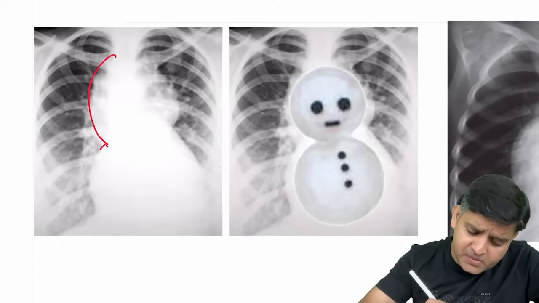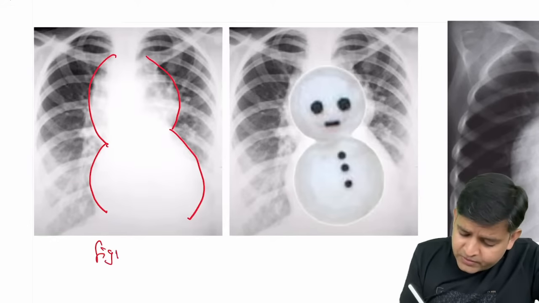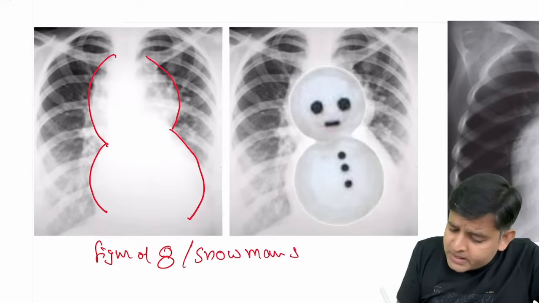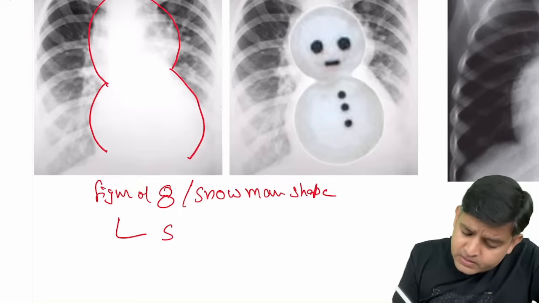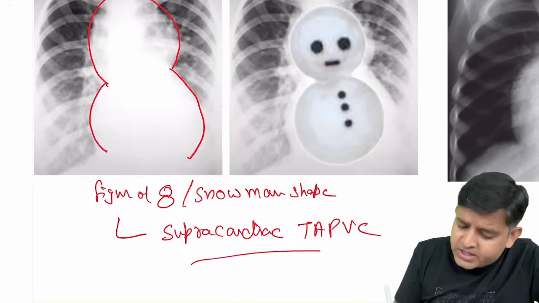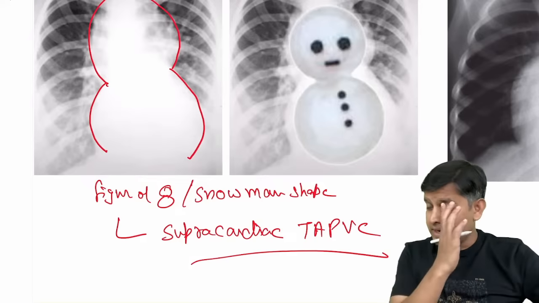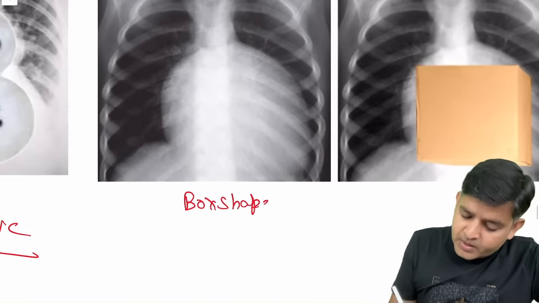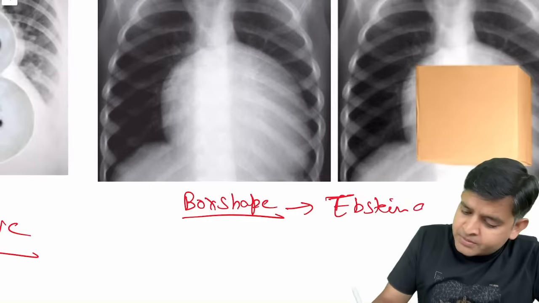What is this? Figure of eight, also called snowman shape heart, which is seen in supracardiac total anomalous pulmonary venous connection. And what is this? This is box shape heart. Box shape heart is a feature of Ebstein anomaly.